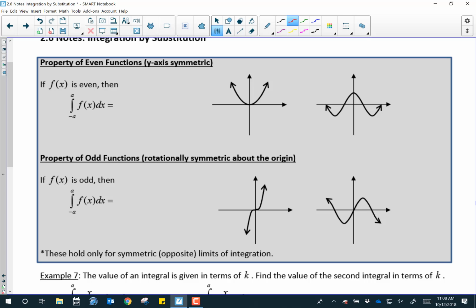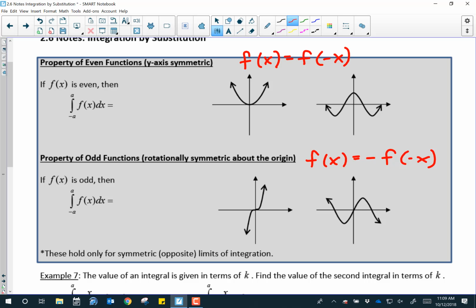Algebraically, just as a reminder, if you're even, then f of x is equal to f of negative x. And if you're odd, f of x is equal to the negative of f of negative x. It's just the opposite value. Yes? Remember that vaguely?